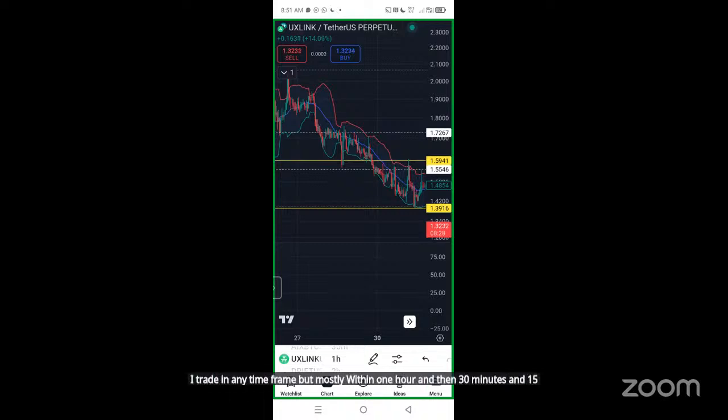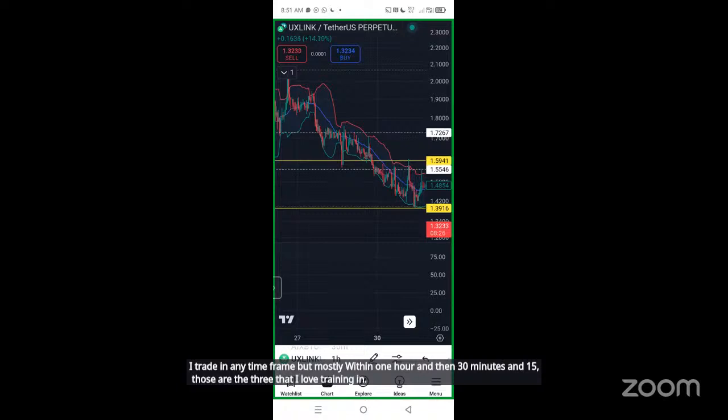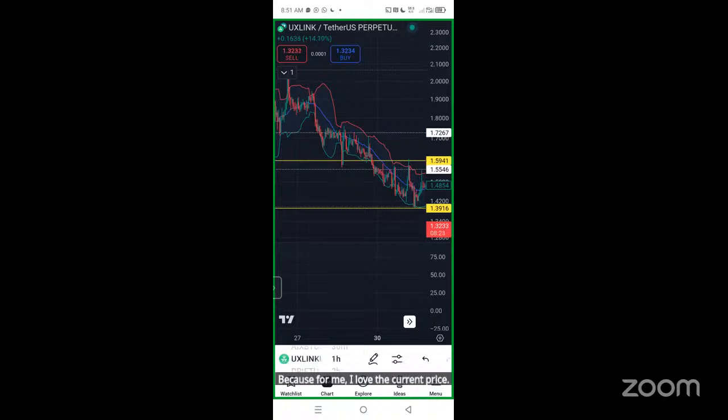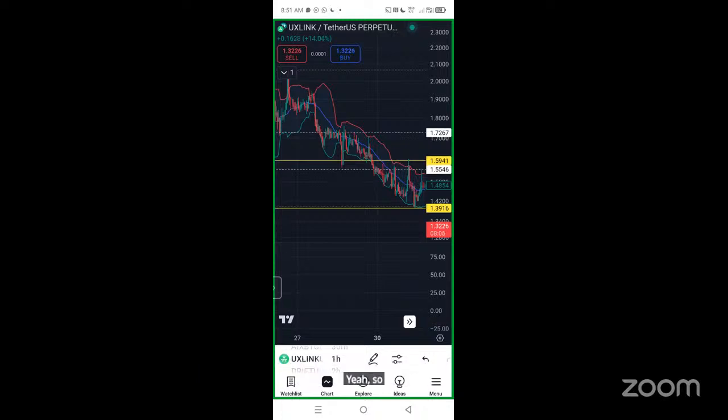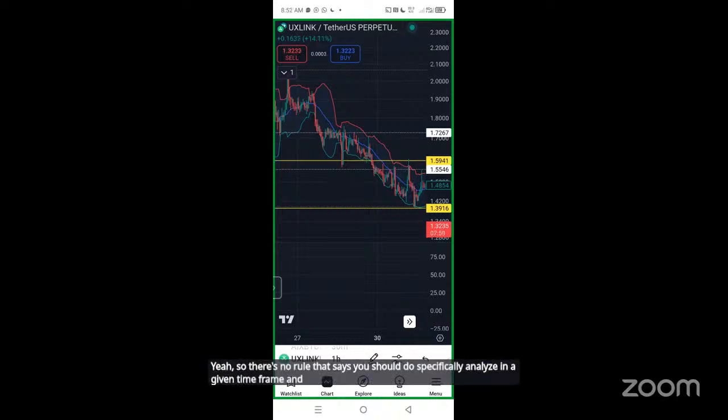Those are the three that I love trading in, because I love the current price entry opportunity. I don't like waiting for so long. I love taking advantage of those small, mini market price movements. That's why I love trading within those smaller time frames. So there's no rule that says you should specifically analyze in a given time frame and make entry in a given time frame. No, it's entirely up to you.